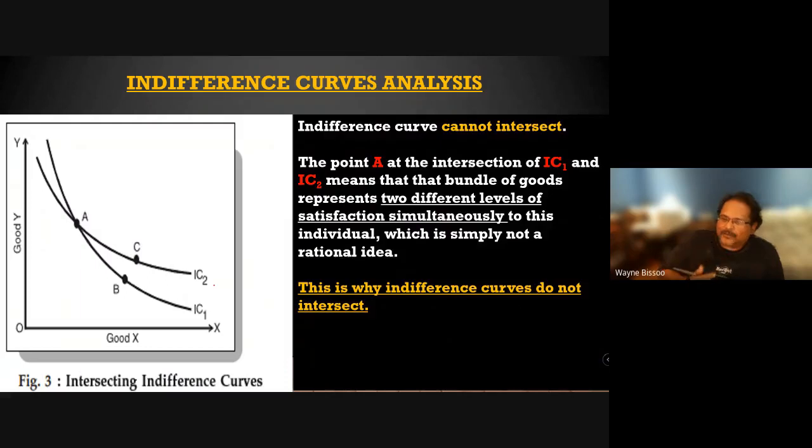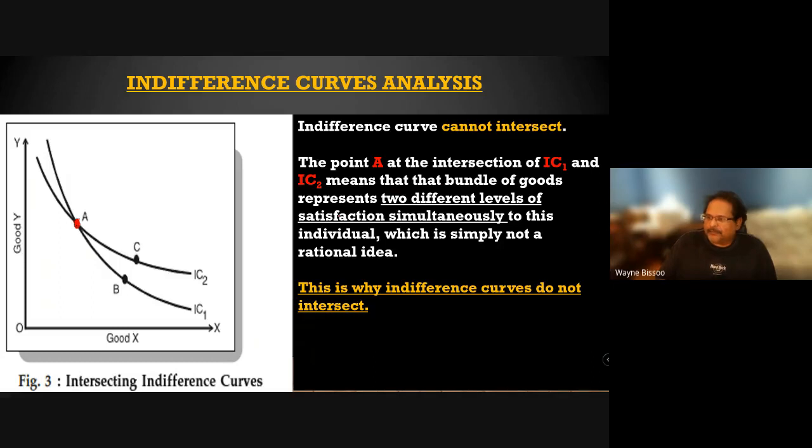All right. So this is another feature of indifference curves. Indifference curves cannot intersect. Now, logic should tell you why, but let's see if we understand the point it's trying to make. The point A at the intersection of IC1 and IC2, see that point here? This point A here is shaded over in red.